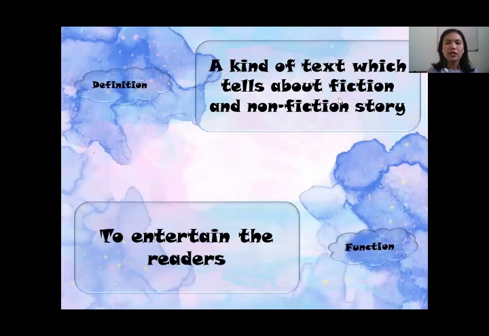Okay, the definition of narrative text is a kind of text which tells us about fiction and non-fiction story. So narrative text refers to fiction and non-fiction story. For example, if you have ever watched Maleficent, Pinocchio, Cinderella, they refer to fiction stories. And then, if you have ever watched Soekarno-Hatta's story or movie, and then Sisingamangaraja, so they refer to non-fiction story, okay, because they are real.